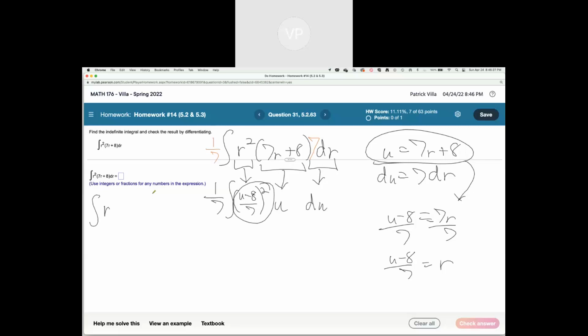Here's the original problem. We don't have to substitute at all. We can just distribute. And we get a 7r to the third plus 8r squared dr. And this is a simpler integration. Sorry, that should be a 3 on the bottom.